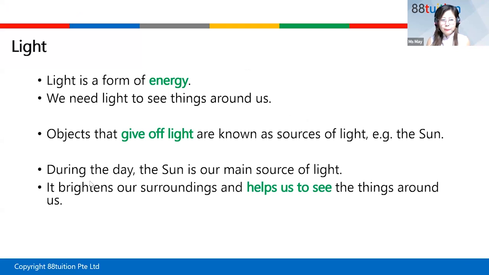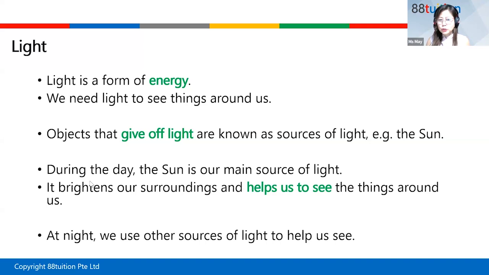Okay. So light is a form of energy. That means it's not matter. Can anybody explain to me why light is not matter? M-A-T-T-E-R. Okay, Brian. Because it doesn't occupy space and doesn't have mass. Very good. It does not occupy space and it does not have mass. Yes, very good.